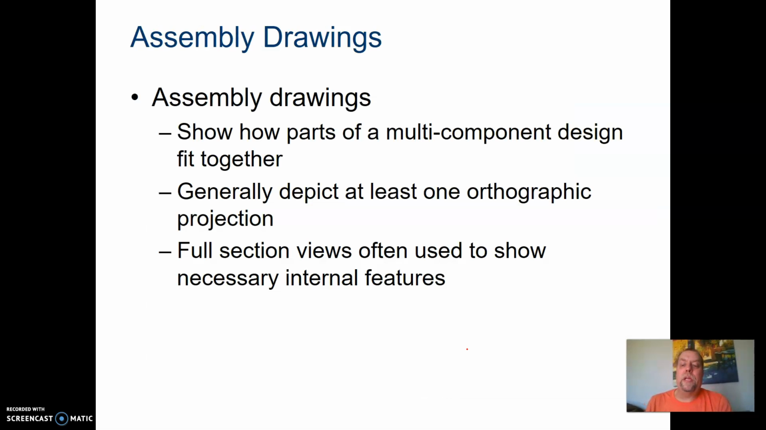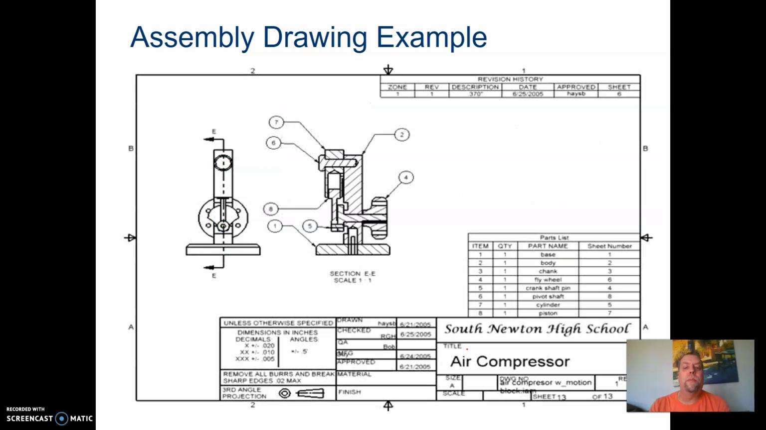Assembly drawings, those are the next ones. We've talked about how you put the assembly together, how we put the drawing. So assembly drawings show how the parts of the component design fit together, how they go together with the explosion. They generally depict at least one orthographic projection, and there's generally a full section view also shown in the assembly drawing. Here's an example of an assembly drawing right here, showing how all the parts go together. So you get the bubbles showing that the part there is number 7. So if I look in the parts list down here, I've got 7, that's your cylinder, and so forth.